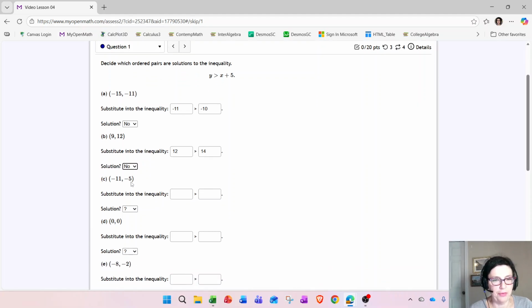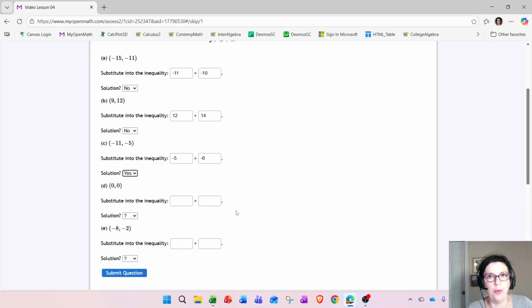All right, negative 11, negative 5. Let's carefully substitute. For y, we are substituting negative 5. For x, we are substituting negative 11 and we add a 5 to that. So negative 11 plus 5 would be negative 6. Is it true that negative 5 is greater than negative 6? Yes, because these are negative numbers. You've got negative 5, and negative 6 is below it, so it's less. And negative 5 is greater than negative 6. So that's actually going to be a yes. With negative numbers, it's exactly the opposite of what you think would be true for positives.